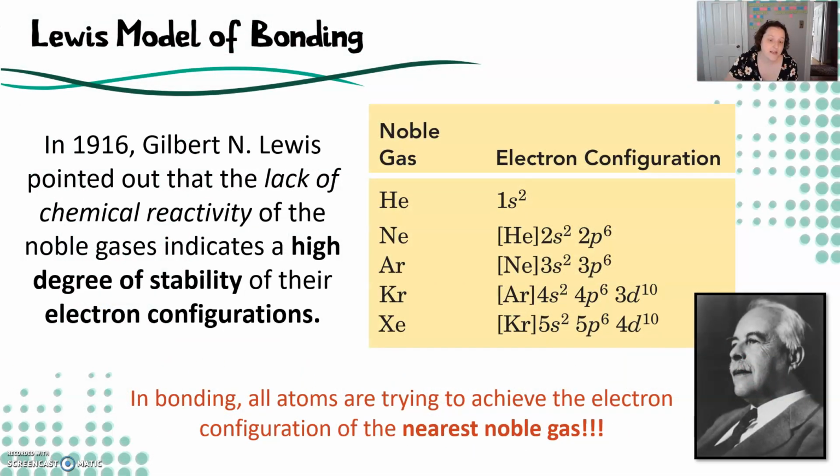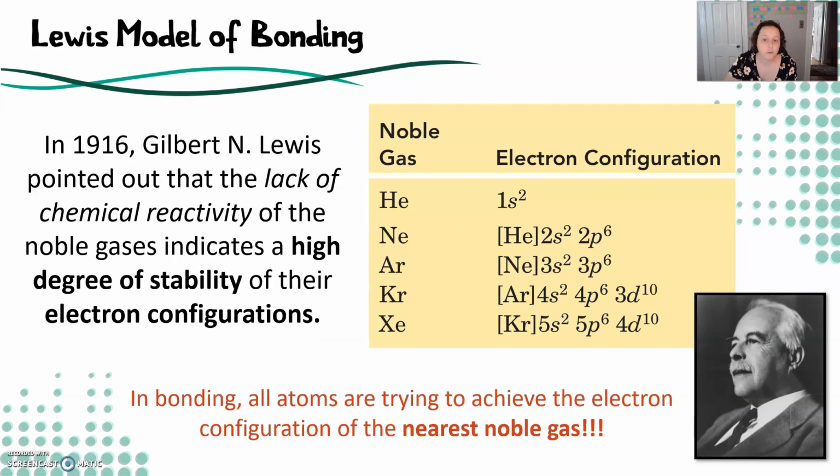Now, in the early 1900s, Gilbert Lewis suggested that noble gases were particularly non-reactive, or don't like to form bonds, due to the stability of their electron configurations. The electron configuration of a noble gas represents the complete filling of the s and p shells for each energy level, giving a complete octet of valence electrons in the outermost energy level shell.